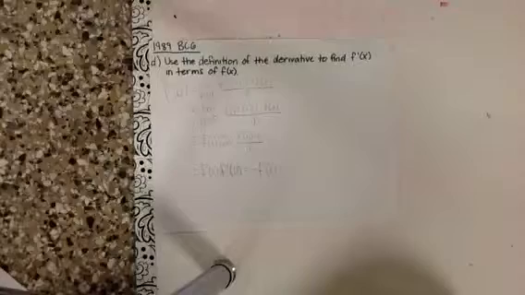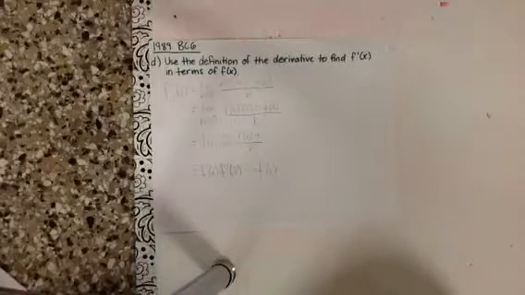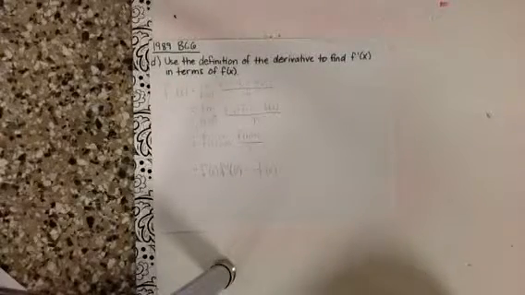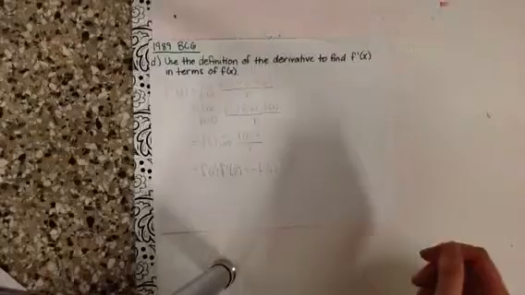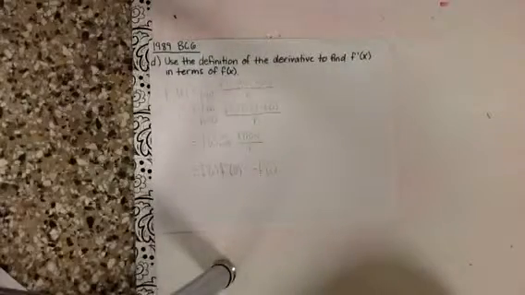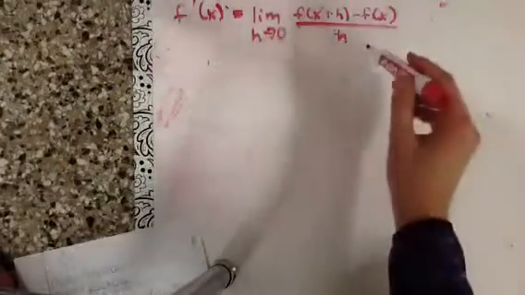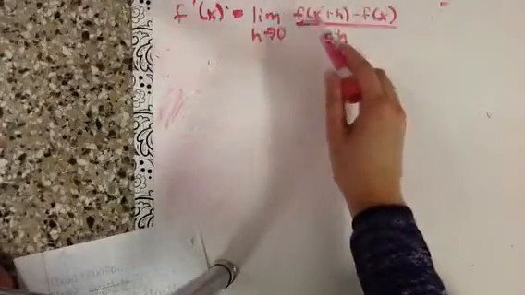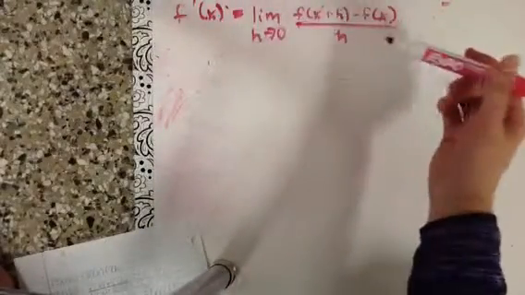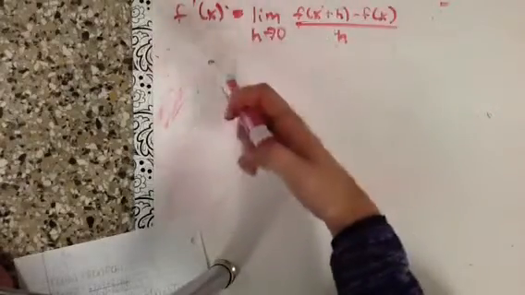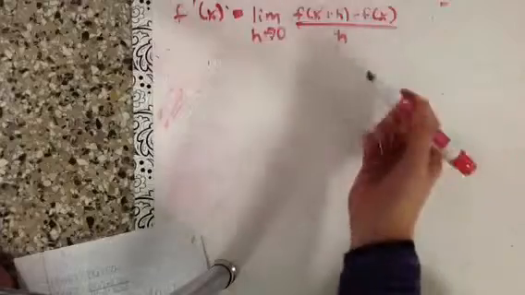Okay, now we're on to the last part of this problem. And here it is asking us to use the definition of a derivative to find f prime of x in terms of f of x. Okay, here's what we need to start part D. This whole thing right here is the definition of a derivative, and to find f prime of x in terms of f of x, we're going to take the limit.